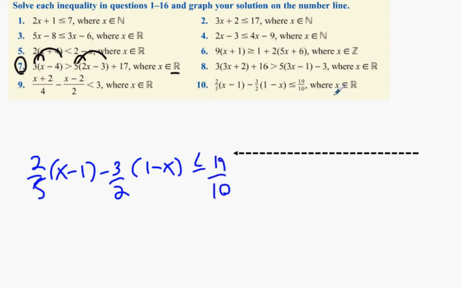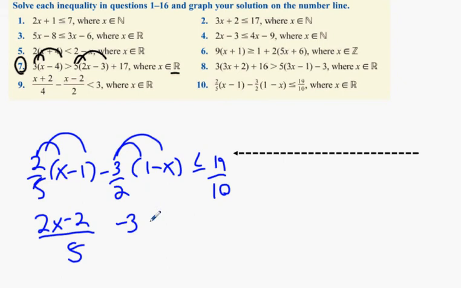Can anybody tell me, how do you multiply a fraction by a number? Anybody? Fraction multiplied by a number? Top by top, bottom by bottom. And if there's no bottom, it stays the same. So it's going to be 2x minus 2 over 5. What I suggest you do is the same thing. This is a number, multiply top by top, keep the bottom the same. Everybody alright with that? And then watch out for the minus 3 though, because it's going to be minus 3 plus 3x all over 2, and then less than or equal to 19 over 10.